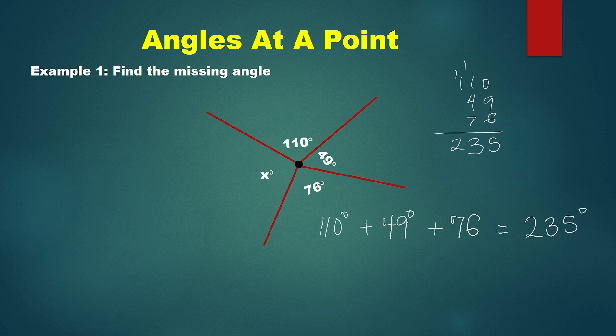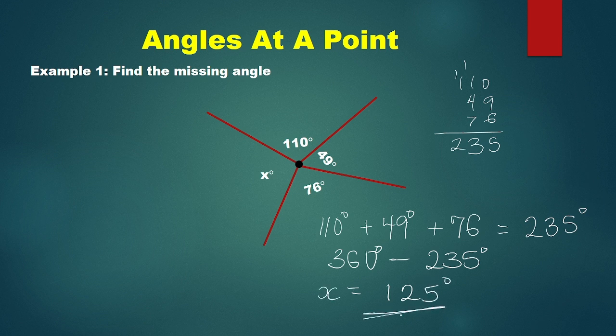Then we take this away from 360 degrees. So 360 degrees minus 235 degrees. That would simply be 125 degrees. So x will simply be equal to 125 degrees.